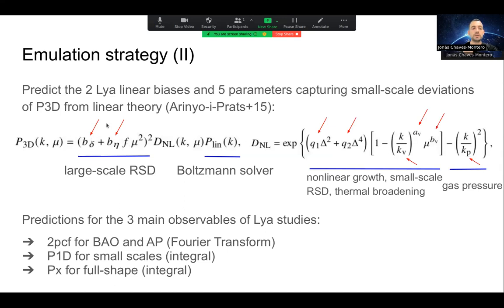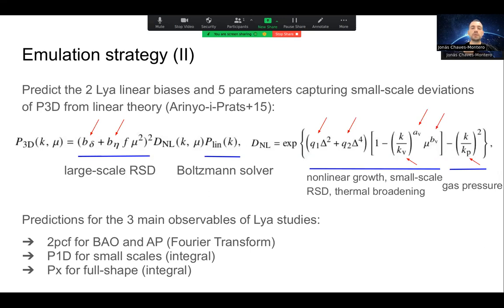We have the two linear bias parameters, bias delta and bias eta, and these set the large-scale behavior, because by combining them with a linear power spectrum that comes from a Boltzmann solver, we can get a precise prediction for the three-dimensional power spectrum on arbitrarily large scales. And on small scales, we have a correction that accounts for nonlinear growth, small-scale velocities, thermal broadening, and gas pressure that modifies this expression. And we emulate the parameters of this expression, these 7 parameters.